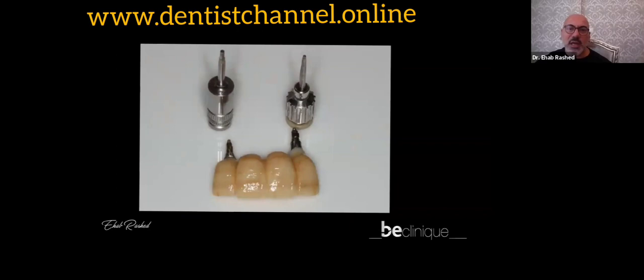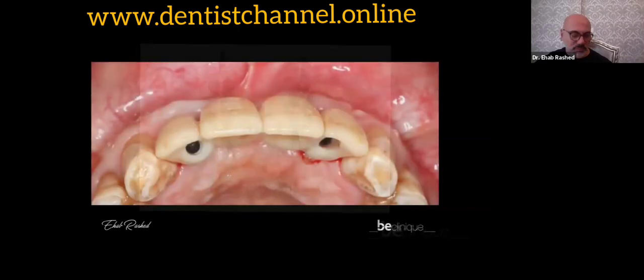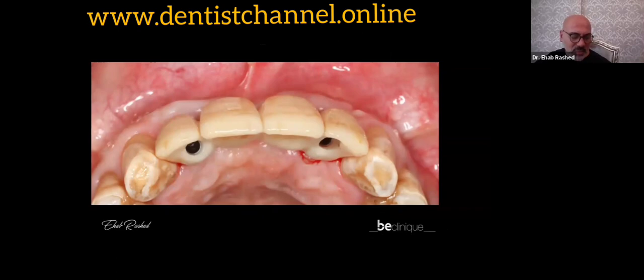So the bridge is done, screw retained, as I mentioned. You see that I placed my screw holes on the palatal side, because this is planned from the beginning. You see the holes here. And in this kind of case, what I usually do is an incision on the palatal side, here and here. You can scrub the tissue a little bit to make it slightly bleed. And then you place your implant untight.